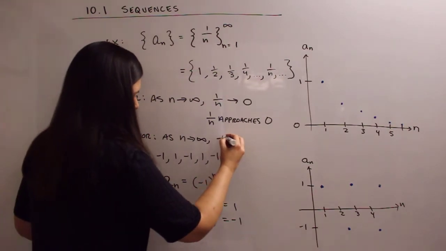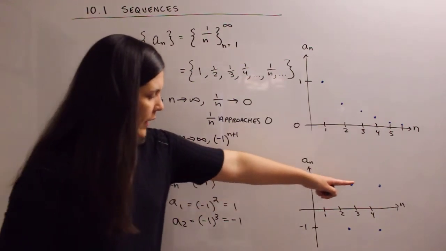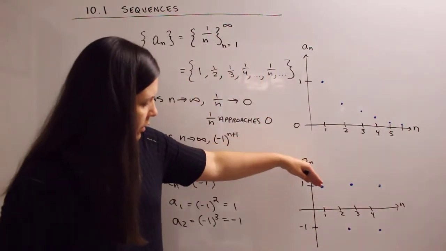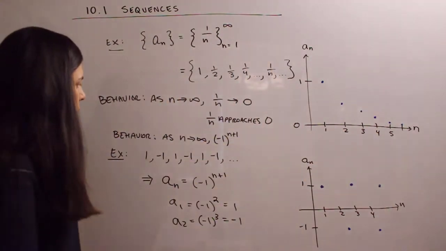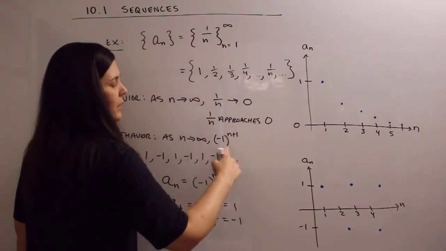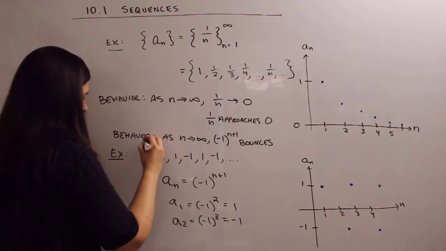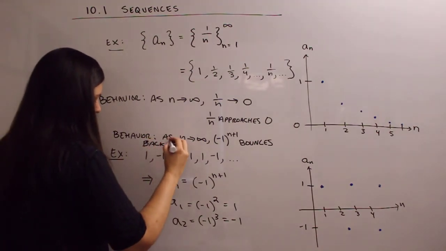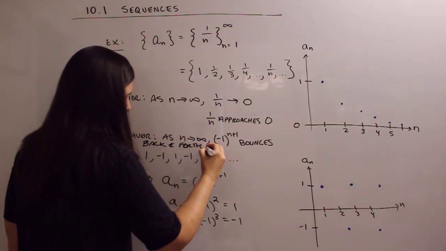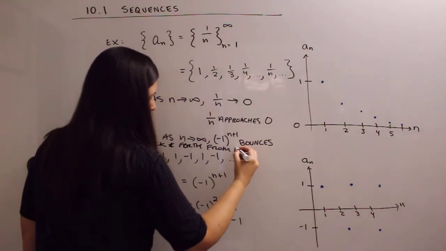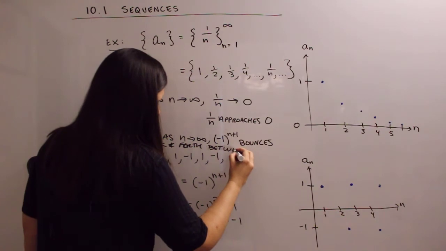Okay, so same idea. As we keep going, as n goes to infinity, this expression for our nth term, let me just rewrite it, -1 to the n plus 1. What's it doing? Well, n goes to infinity to the right. It's 1, -1, 1, -1, 1, -1. It's just going to keep bouncing back and forth. So as this n keeps growing, this sequence just bounces, or oscillates, between 1 and -1.